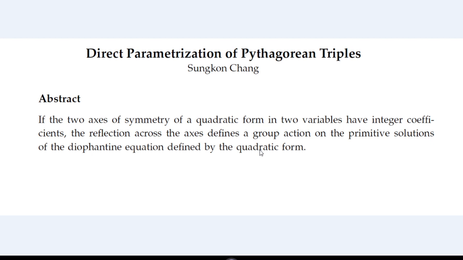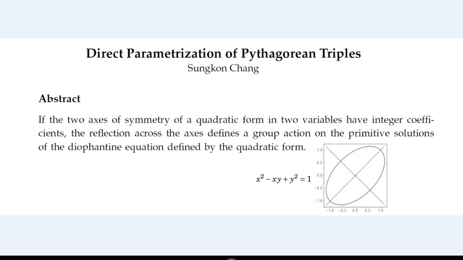If the two axes of symmetry of a quadratic form in two variables have integer coefficients, the reflection across the axes defines a group action on the primitive solutions of the Diophantine equation defined by the quadratic form. Here's an example of a quadratic form.